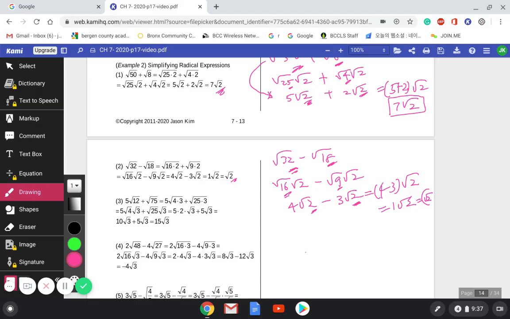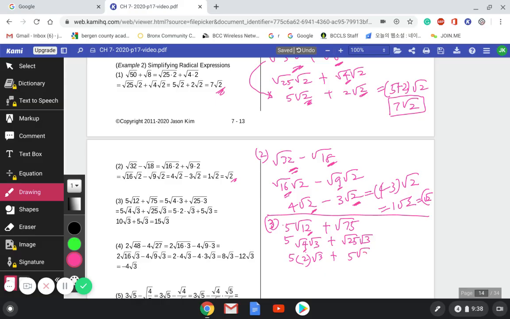Okay? So again, this was number 2, and now number 3. When you have 5 radical 12 with a square root of 75, again, you break 12 into 4 and 3, and 75 as 25 and square root of 3. So you end up with 5, and 4 is a perfect square number, so it's 2 radical 3 and 5 radical 3.